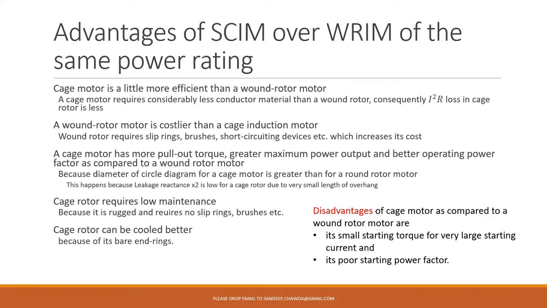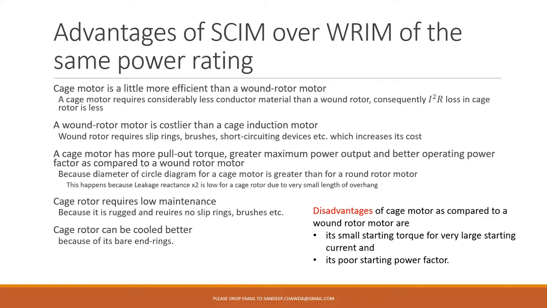Due to the rugged construction of the squirrel cage induction motor, the maintenance requirement would be less. In a slip ring induction motor, brushes and slip rings are there, so the maintenance requirement would be more. The cooling would be better in the case of a cage rotor because of its bare end rings.